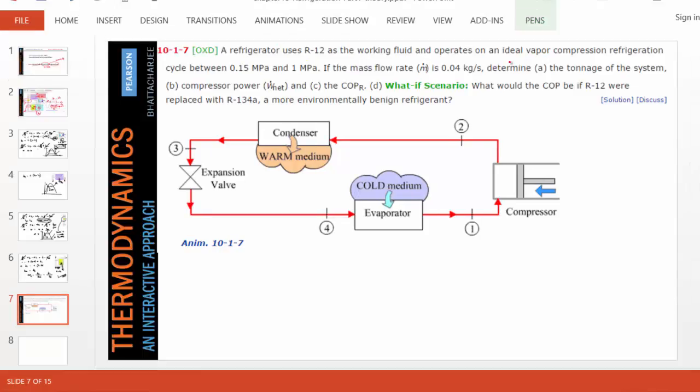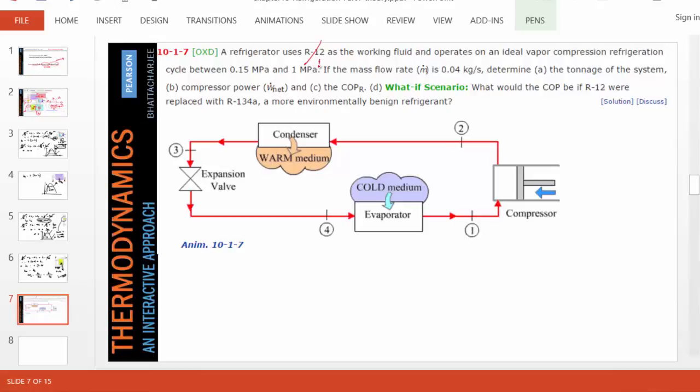This is an ideal vapor compression cycle problem involving R12. Let's switch it to R134a, a more common refrigerant. The two pressures of the cycle are given. One is 0.15 MPa and the high pressure is 1 MPa, which means at state 1 the pressure is 0.15 MPa, and at state 2 the pressure is raised to 1 MPa.